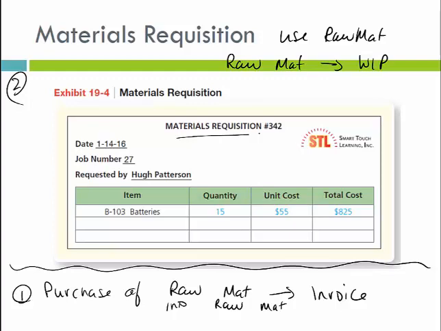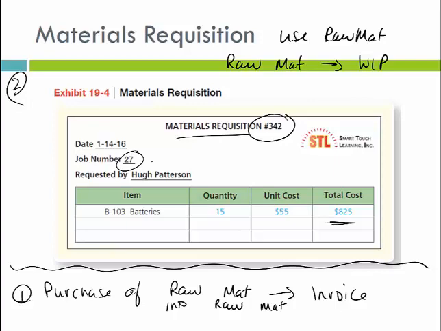So as the materials are physically moving, we need the balances in the account to reflect that as well. And this materials requisition is what will generate that journal entry. Each materials requisition will have a number. It says what job number it's going to, and everything in here can get cross-referenced over here. And this is the amount that will move from raw materials into work in process. U. Patterson asked for 15 batteries for job number 27.